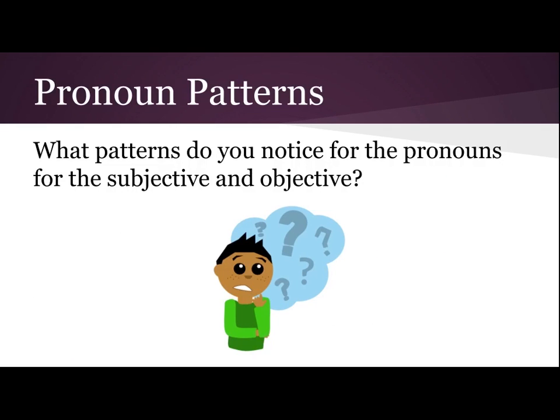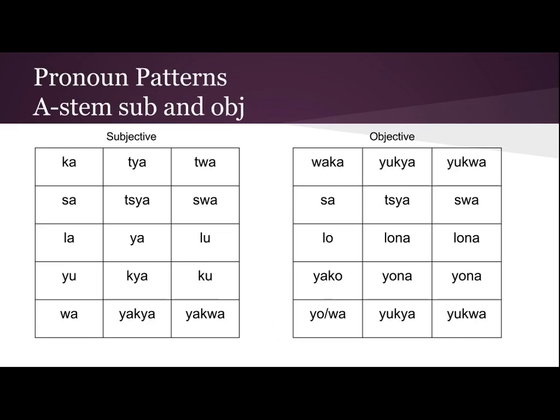So we just introduced the pronouns, the A stem subjective and the A stem objective. Now let's talk about some patterns within those, because we want to rely on the patterns and learning those stems through the patterns rather than just memorizing them, because we really want to make a connection with these pronouns, with our stems, and eventually with our words. So what patterns do you notice for the pronouns for the subjective and objective? There's a lot of them, and we're going to talk about those next.